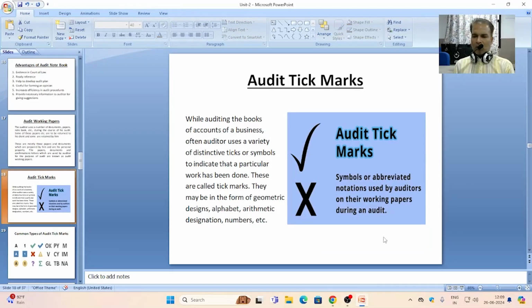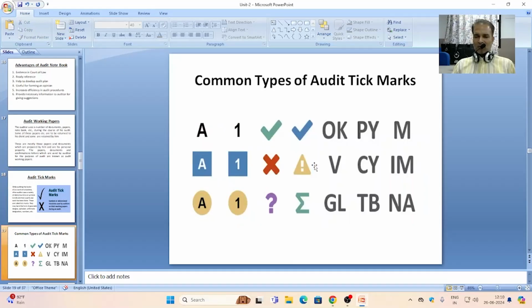So audit tick marks can be explained as the symbols or abbreviated notations used by auditors on their working papers during an audit. There is no prescribed format, there is no standard for any type of audit tick marks, but if we discuss them, generally we find tick marks of a common nature. For example, we can see the types of common audit tick marks used by the auditor. It is not prescribed, but maybe there are these types of tick marks.